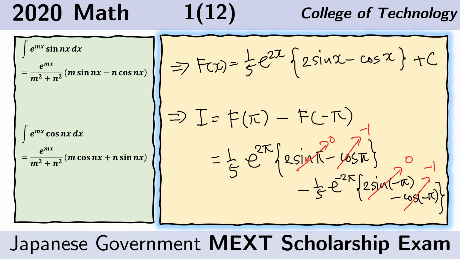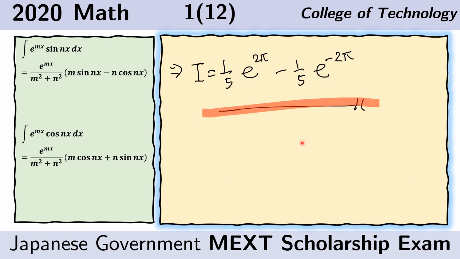We notice that a lot of terms cancel. In particular, sine of pi is 0, and the cosine of pi is negative 1. And so this term here becomes positive 1. In the same way, here we have, again, sine of negative pi is just 0, and cosine of negative pi is again negative 1. And so this term here becomes negative of negative 1, which is just 1. And finally, if we simplify what we obtained in the previous slide, we get this. This is our definite integral.